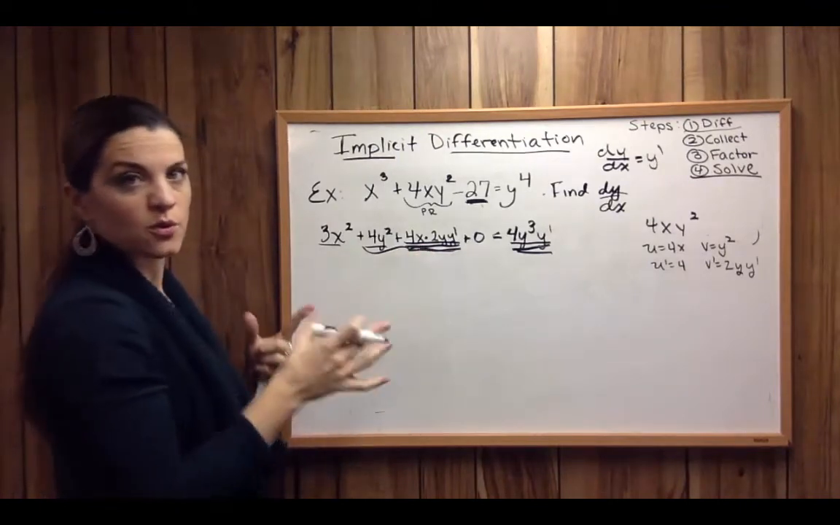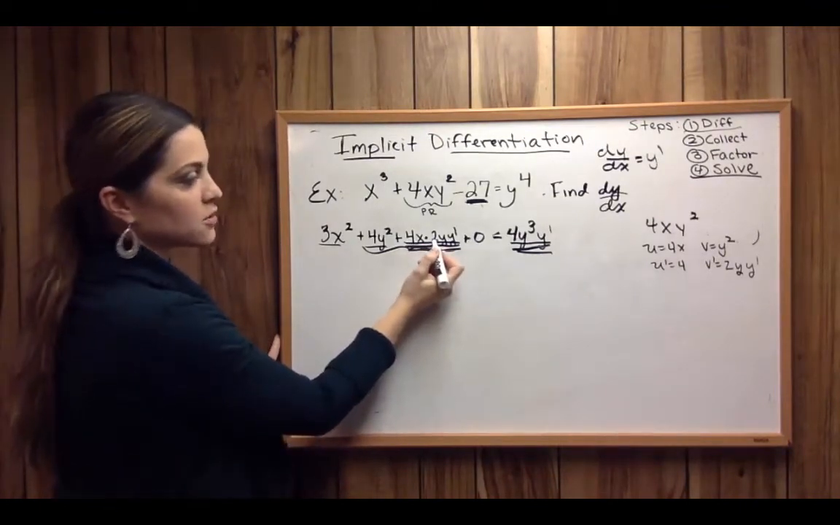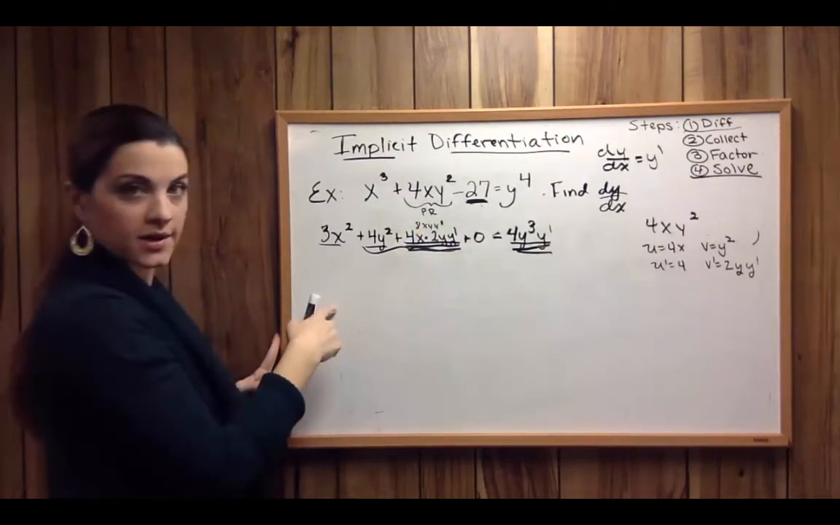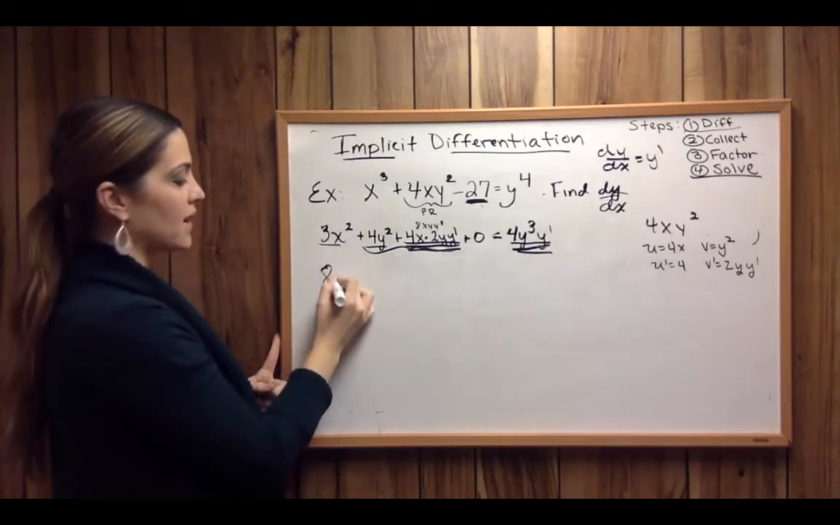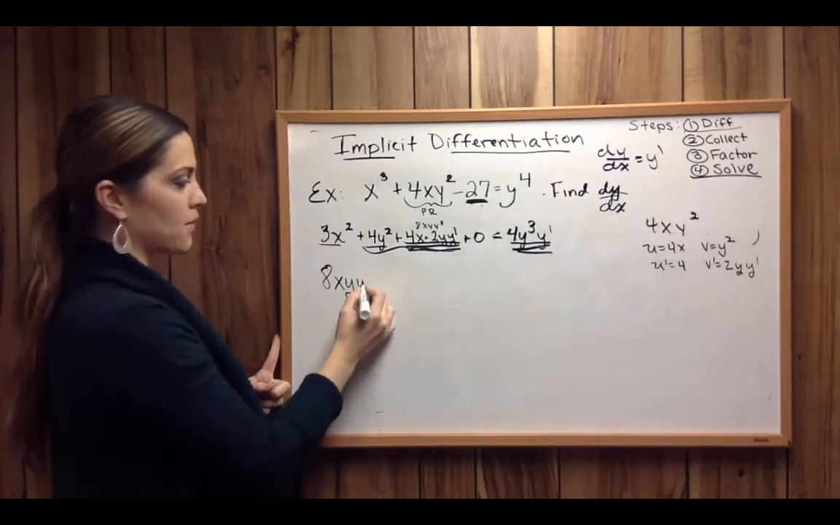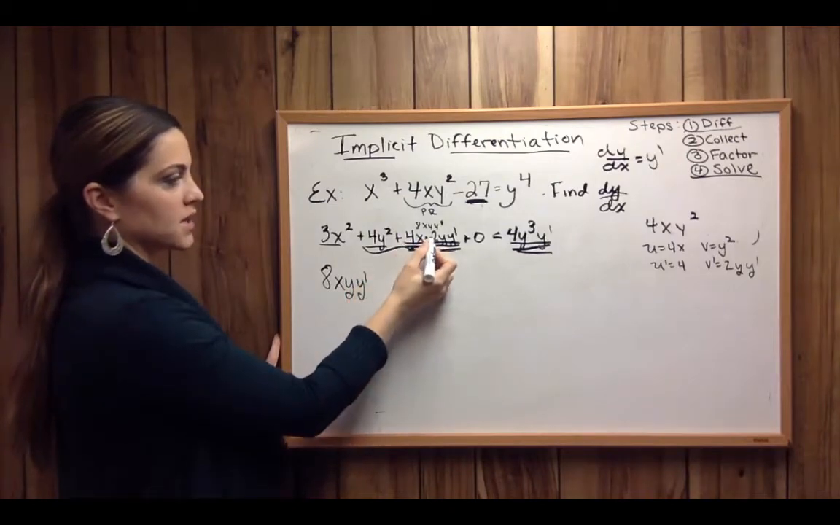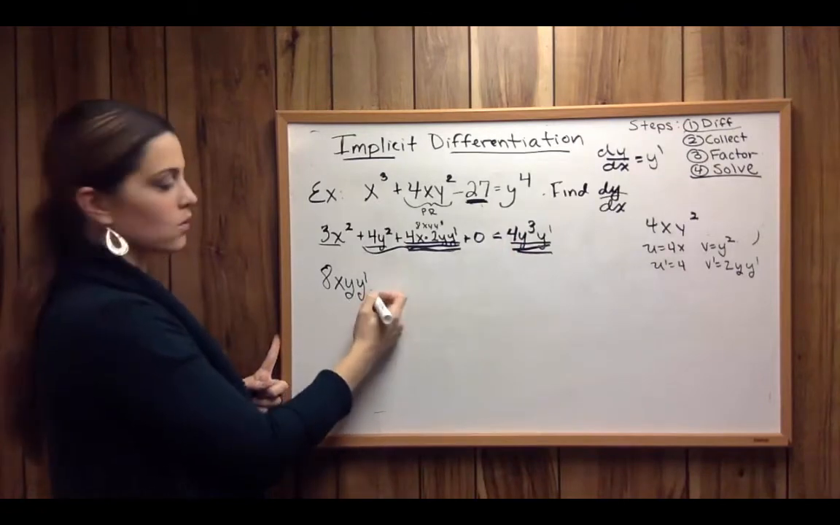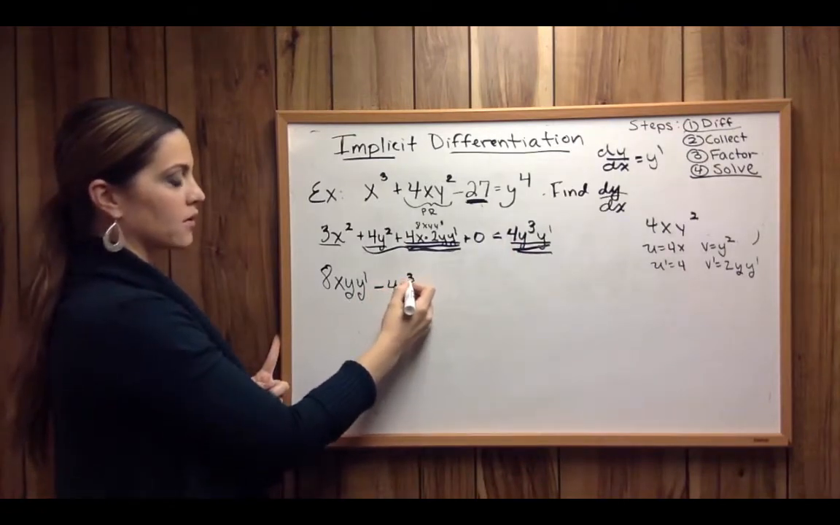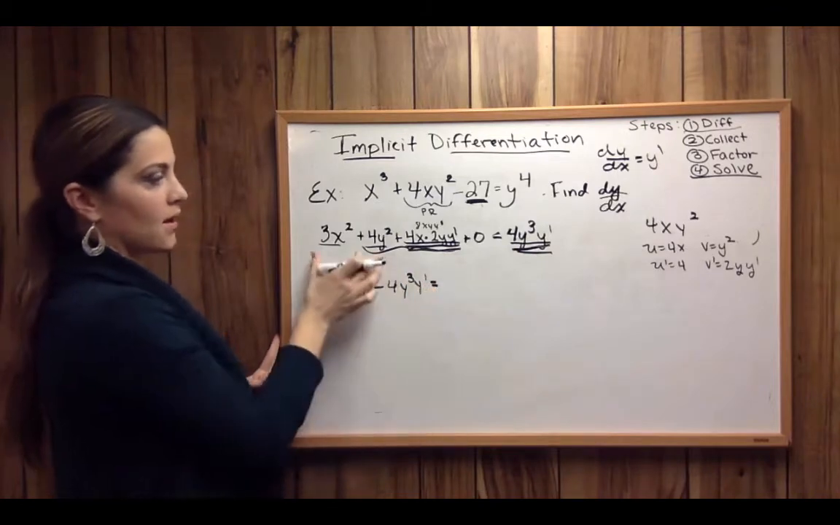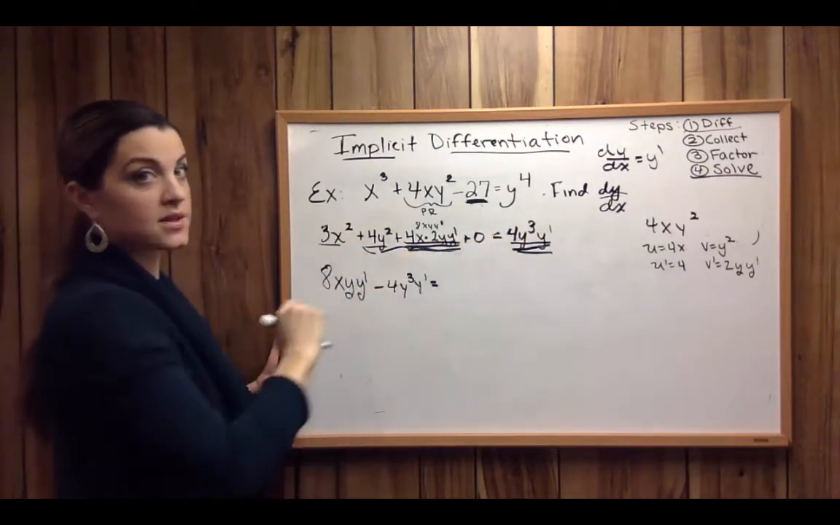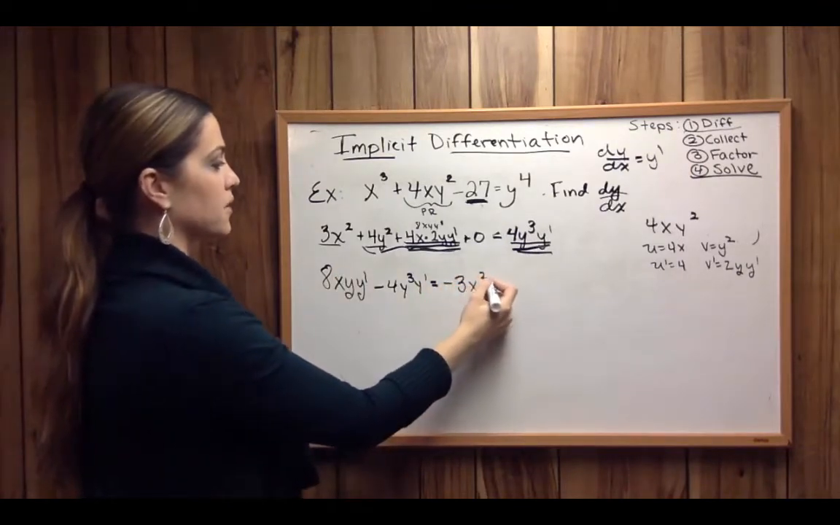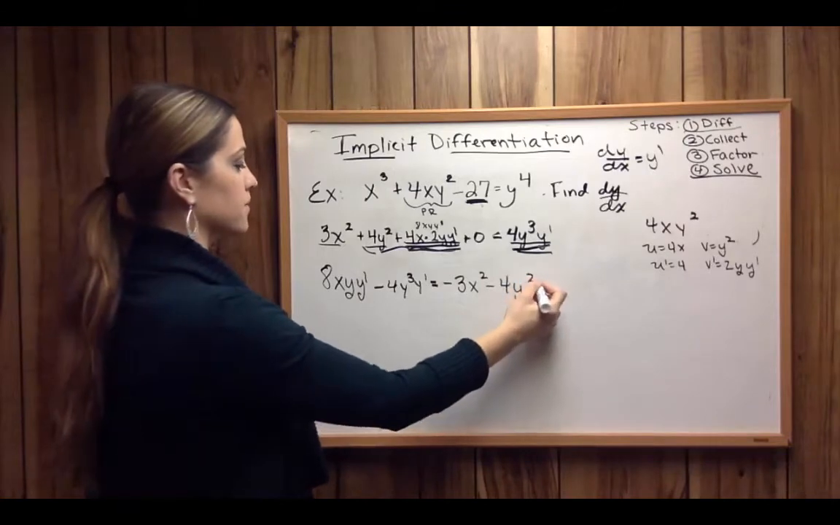I'm also going to do a few other steps at the same time. 4 times 2 is 8, so I'm going to write this as 8xy y prime when I bring it down here. So here we go. 8xy y prime. 4 times 2 is 8x times y prime. Minus the 4y to the third y prime. Now these two terms here we're bringing to the right side because they do not have y prime with them. So minus 3x squared minus 4y squared.